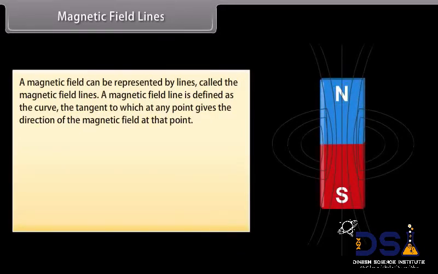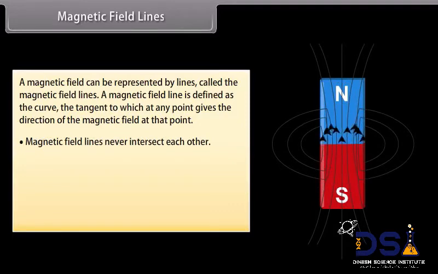Magnetic field lines. A magnetic field can be represented by lines called magnetic field lines. A magnetic field line is defined as the curve, the tangent to which at any point gives the direction of the magnetic field at that point.